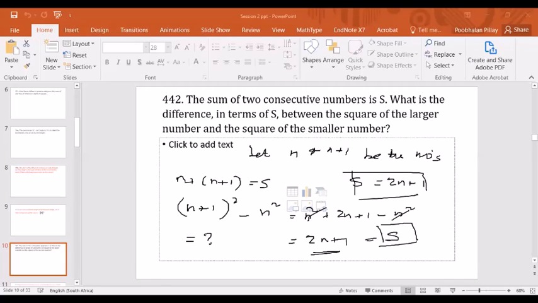So the starting point is you give names to the symbols. They are consecutive numbers, so you can call them n, and don't call them x and y. You don't use too many symbols. Try to minimize the number of symbols you use. They are consecutive, so you can immediately say n and n plus 1, right? And then from there onwards, you translate what is given into an equation and go ahead and solve it. Okay.